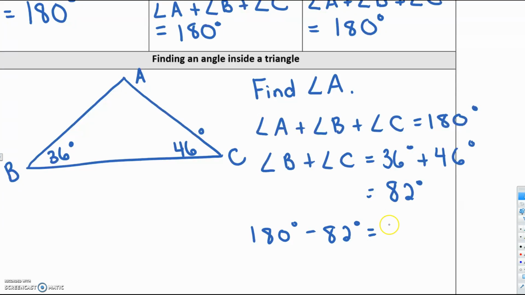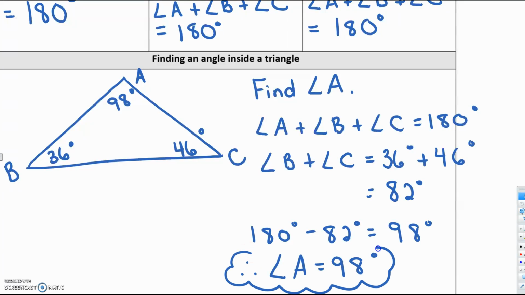If you try it, it will give you 98 degrees. So I'm just going to go ahead up here and fill in 98 degrees. You need a concluding statement, so therefore, angle A equals 98, and don't forget your units, which are degrees. You might want to test it out.